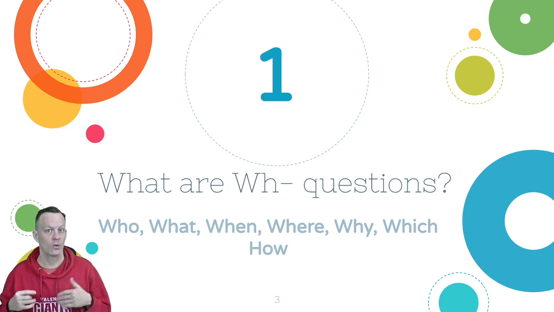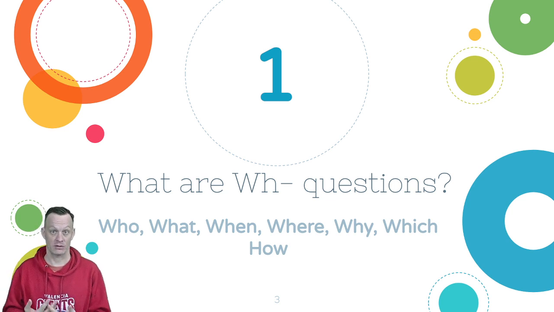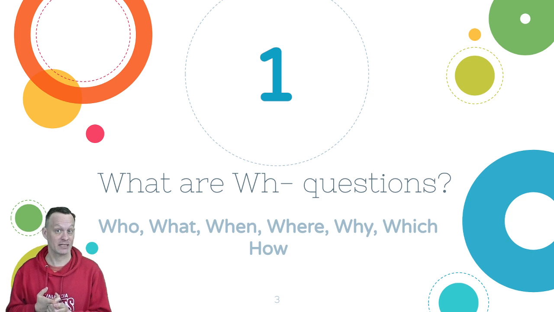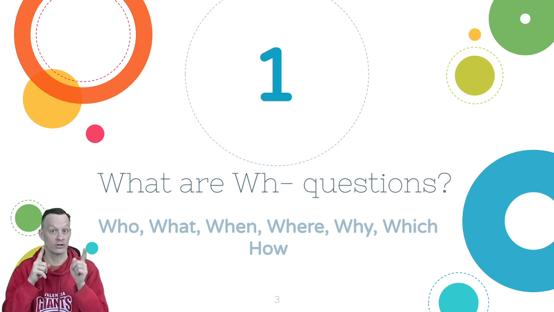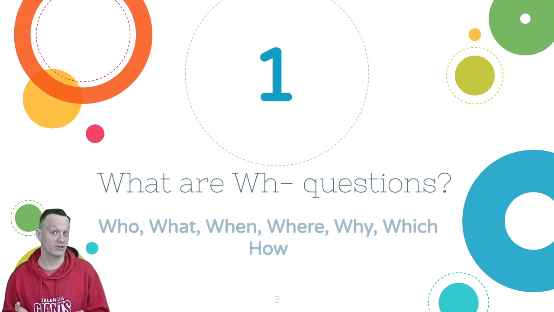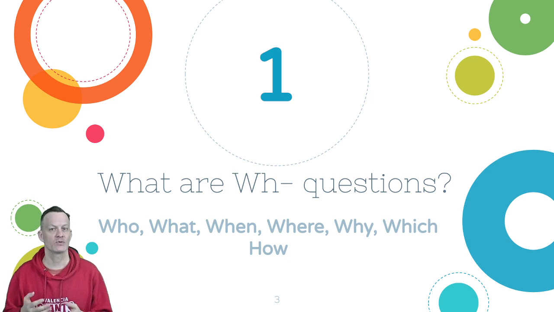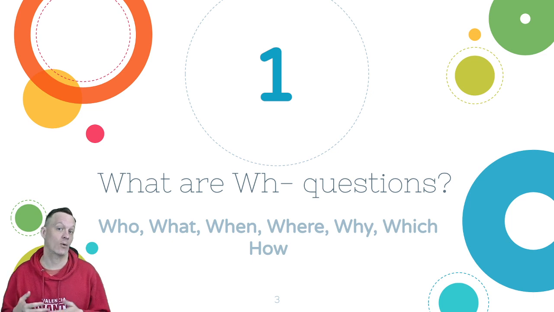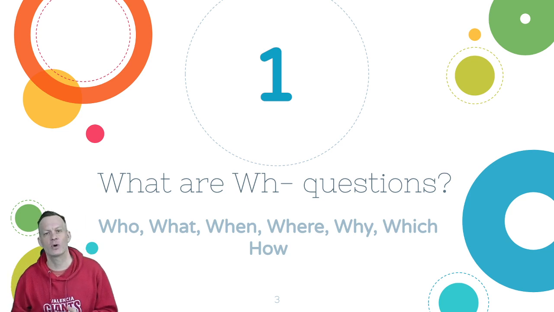WH questions want more information, okay? So who is for a person, what is for a thing or an activity, when is for a time, where for a place, why for an explanation, which for a choice, and how to explain the process of something generally. Sometimes we have an exception as in how old or how many or how much, and these words together create a different type of question.